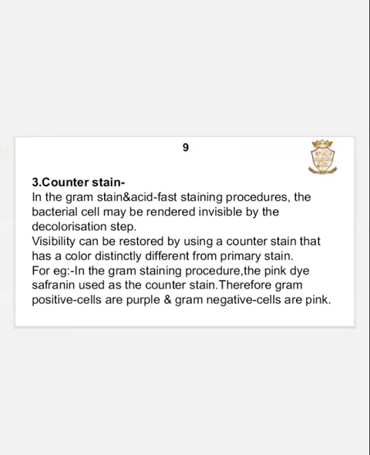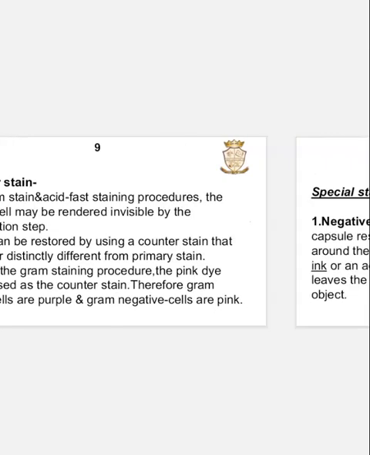Counter stain. In the gram stain and acid-fast staining procedures, the bacterial cells may be rendered invisible by the decolorization step. Visibility can be restored by using a counter stain that has a color distinctly different from the primary stain. For example, in the gram staining procedure, the pink dye safranin is used as a counter stain. Therefore, gram-positive cells are purple and gram-negative cells are pink.